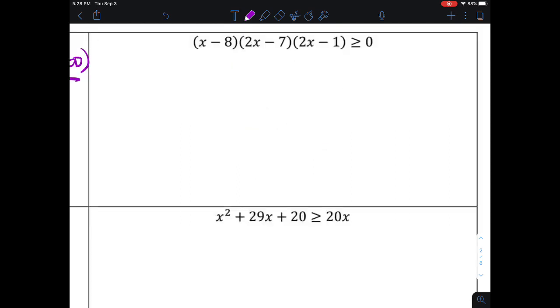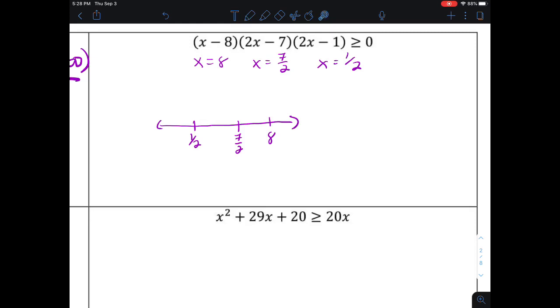Same thing here. In this problem, I want to be greater than or equal to 0. So I need to go find all my zeros of this. I got x is equal to 8, x is equal to 7 over 2, and x is equal to 1/2. I'm going to make a number line, and I'm going to do a sign test. So from least to greatest, we have 1/2, 7 over 2, and we got 8.